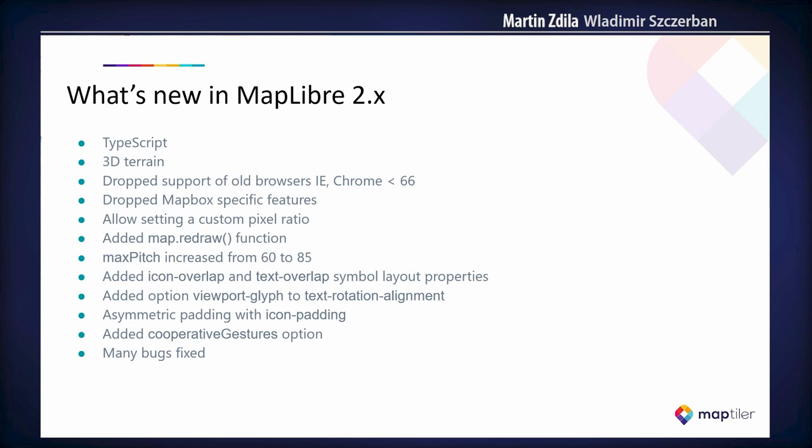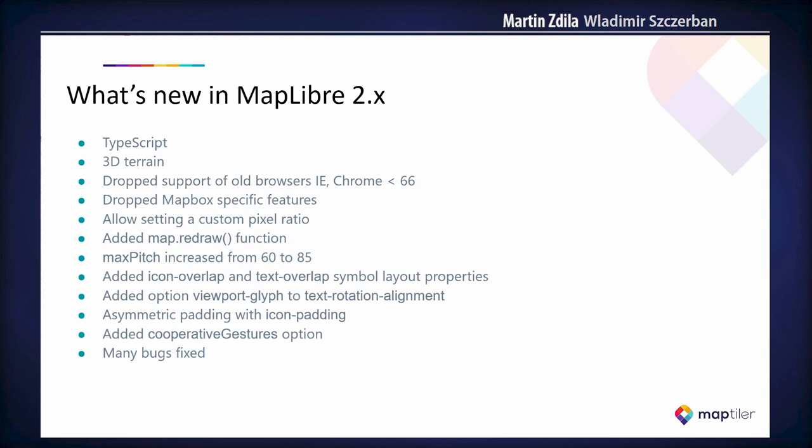Then they increased max pitch from 60 to 85. And this is very useful if you display a 3D terrain and want to see, for example, hills on the horizon. Then you need to tilt the map a little more, so this option enables you to do it.